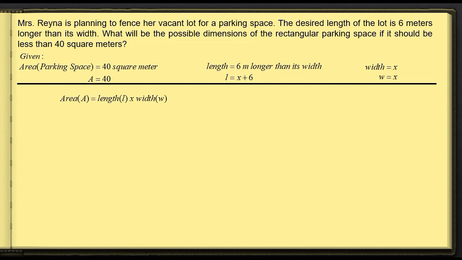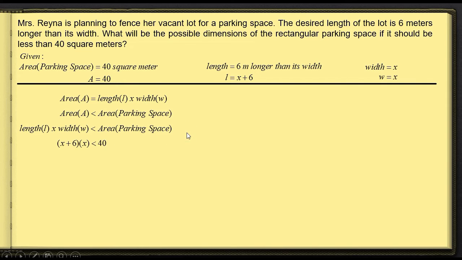The formula in solving for the area of a rectangle is length times width, but in the problem, the area should be less than the area of the parking space. By substituting the first equation in this inequality, we will have now our formula. The length times the width is less than the area of the parking space. If length is x plus 6 and width is x and the area of the parking space is 40, we will have this inequality. And by simplifying, the quadratic inequality could be solved.